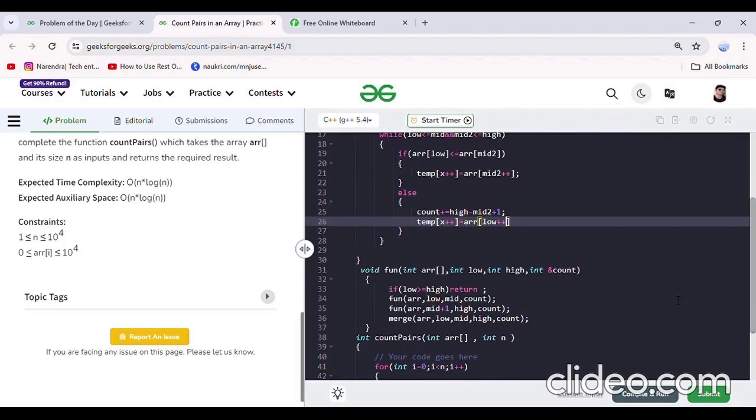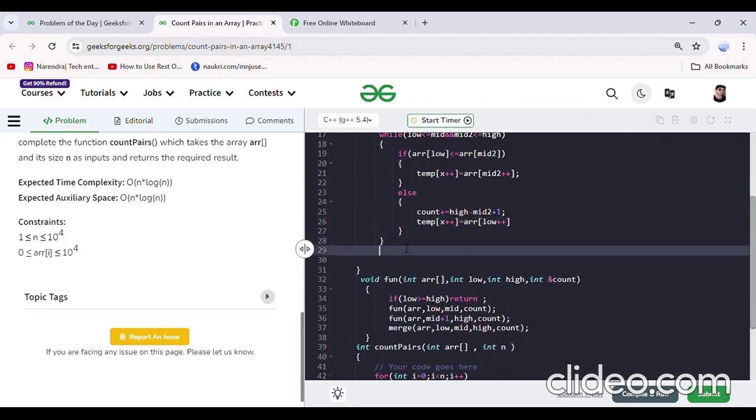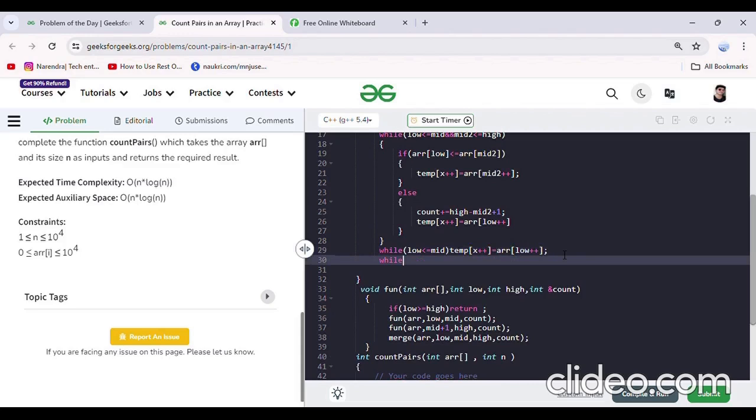Okay, if still anything remains, low is greater than mid. If there is a low greater than mid, in such cases temp of x plus plus is equal to ARR of low plus plus. Guys, go and learn. First you have to know the prerequisite knowledge of merge sort, then you can solve this problem easily. This is all the merge sort algorithm.